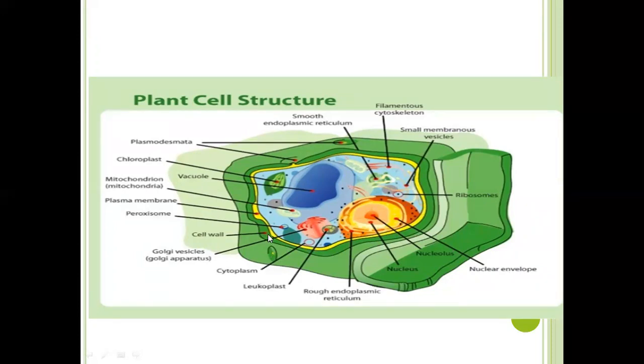Then this is the cell wall. Then peroxisomes. This is the plasma membrane. These are the mitochondria. This is the vacuole. Then chloroplast. This is the plasmodesmata. This is the total structure of cell wall.